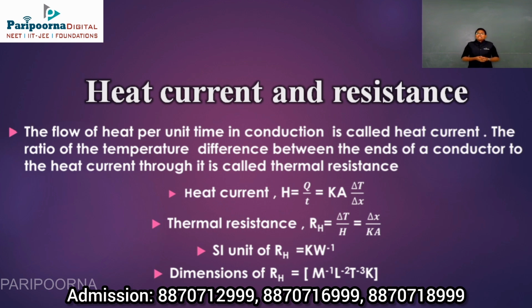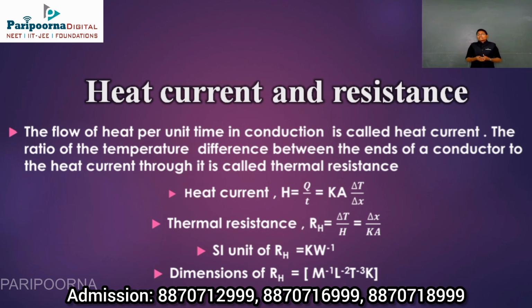So here comes the heat current and resistance. So the flow of heat per unit time in conduction is called heat current. So what is heat current? Flow of heat per unit time in conduction. And the ratio of the temperature difference between the ends of the conductor to the heat current through it is called thermal resistance. So thermal resistance is nothing but the temperature difference between the ends of the conductor divided by the heat current.